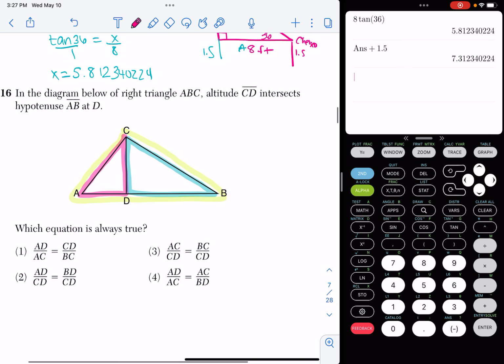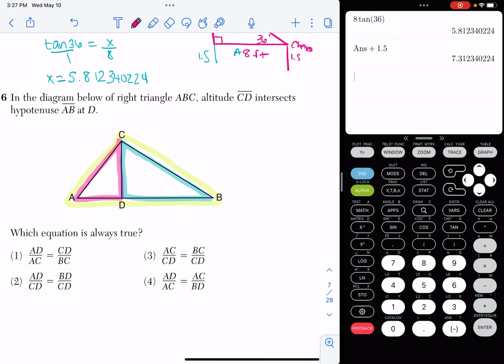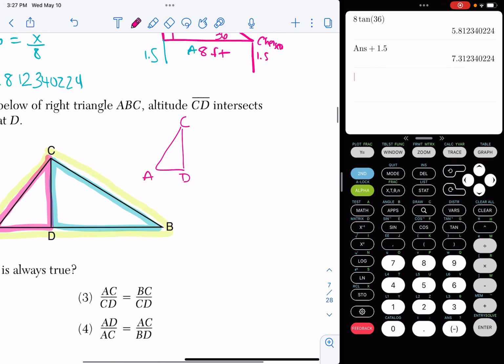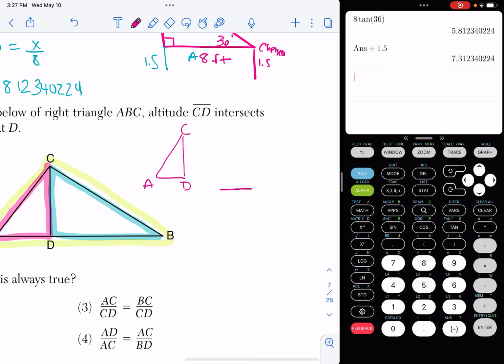What I'm going to do is redraw these triangles so that they're facing the same way. So let's start with the pink one. That one I'm going to keep as is. I'm going to rotate the blue one so that the hypotenuses are in corresponding locations.